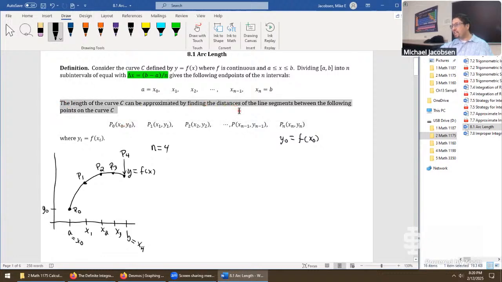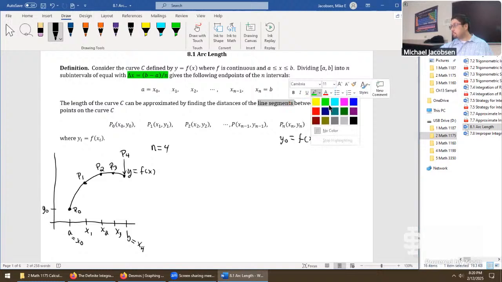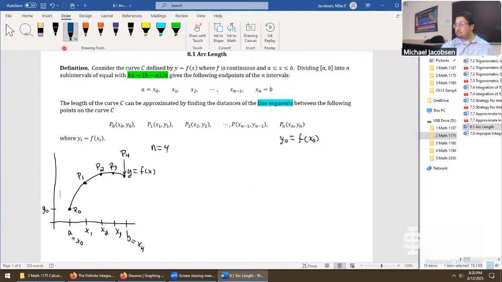We're going to approximate by finding the distances of these line segments. So visually, we want the distance here to here, here to here, here to here. It's kind of hard to see on these smaller segments. When the curve changes its height, its variation, a lot, it's easy to see the difference between the two. When the curve gets flat, they seem to do a pretty good job of matching up with each other.